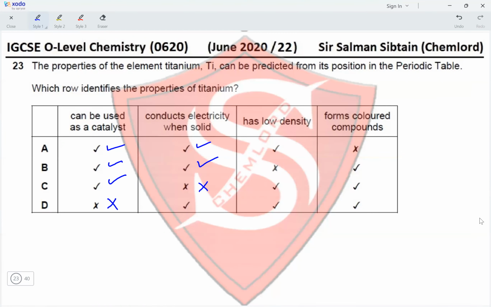Has low density? No, all transition elements have high densities. So this eliminates option A. And finally, forms colored compounds. Yes, all transition elements form colored compounds, making option B the correct option for this question.